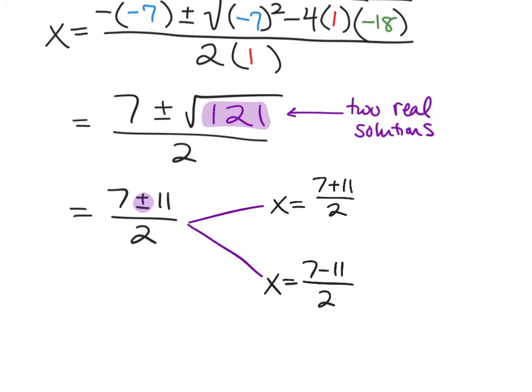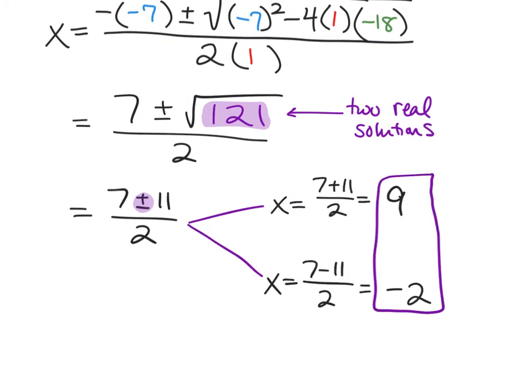Well, those are just numbers. 7 plus 11 is 18. 18 divided by 2 is 9. 7 minus 11 is negative 4. Negative 4 divided by 2 is negative 2. Once I get down to just plain numbers, those are my solutions, and I'm done. If we were to graph this function like we learned previously, we would see that the graph crosses the x-axis at the value 9 and at the value negative 2. It has 2 real places where it solves the problem.